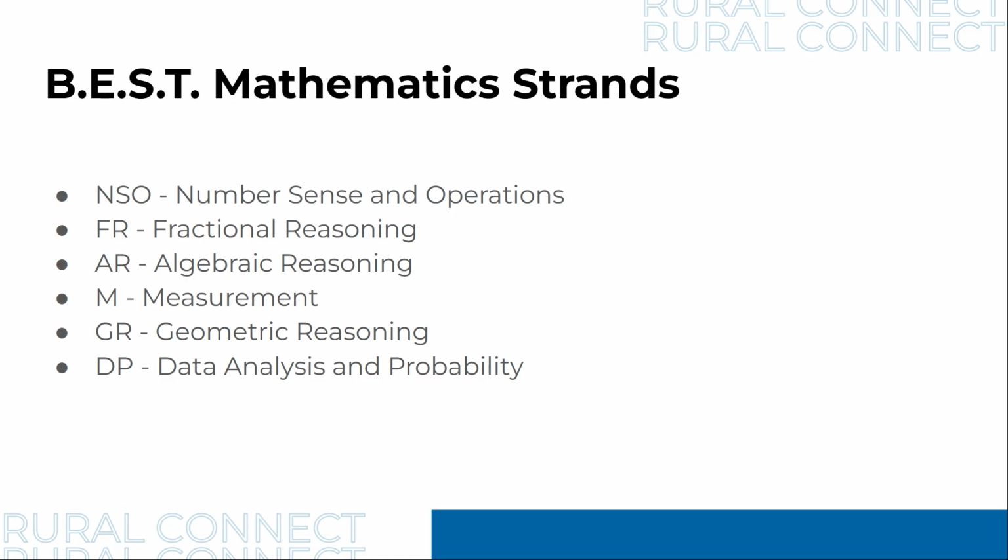So just real quick, a couple reminders. What are the strands? Because remember, I'm asking you for the grade level and the strand. And so here's your options. We have the number sense and operations, fractional reasoning, algebraic reasoning, measurement, geometric reasoning, data analysis, and probability. That list is also in the standards book if you need to look at that list to help you. It's in sort of the front matter in the first couple of pages. So that's the strands, that's the options.